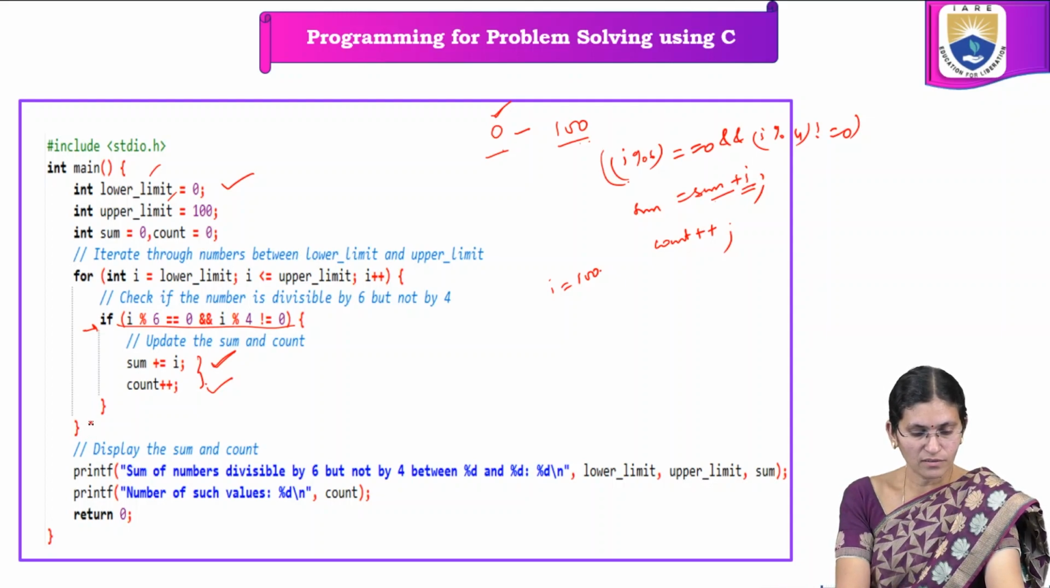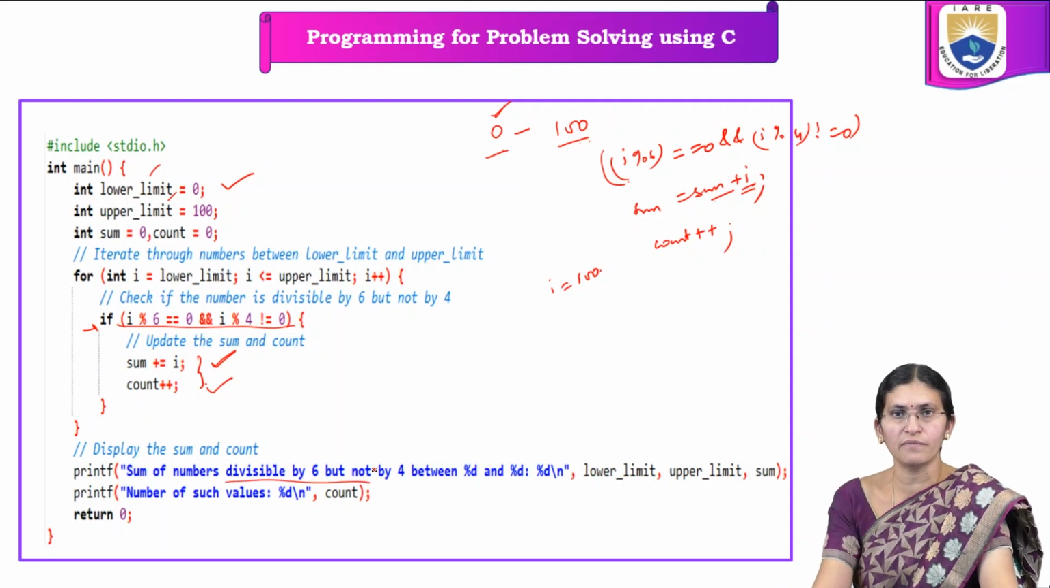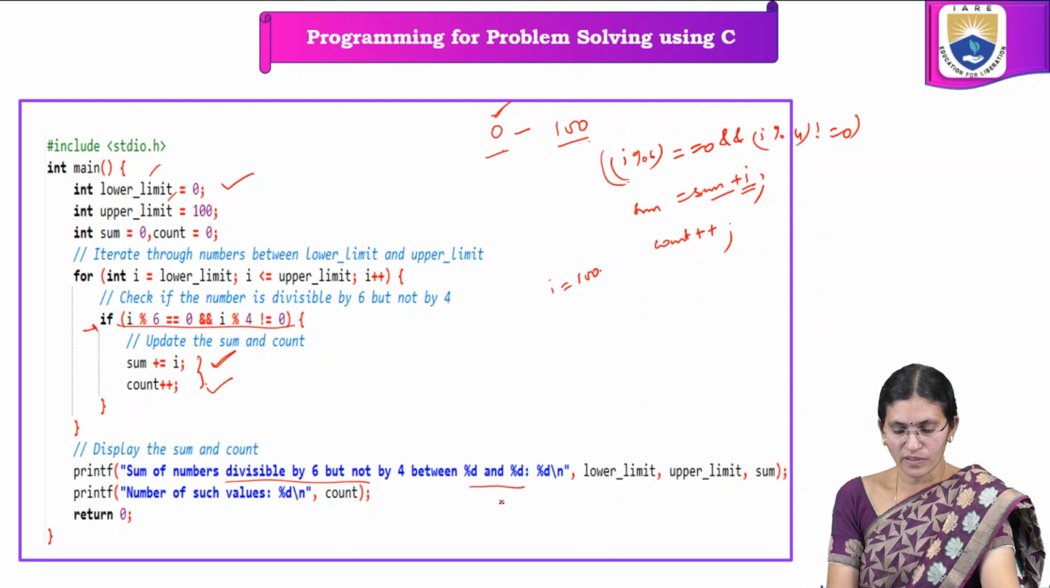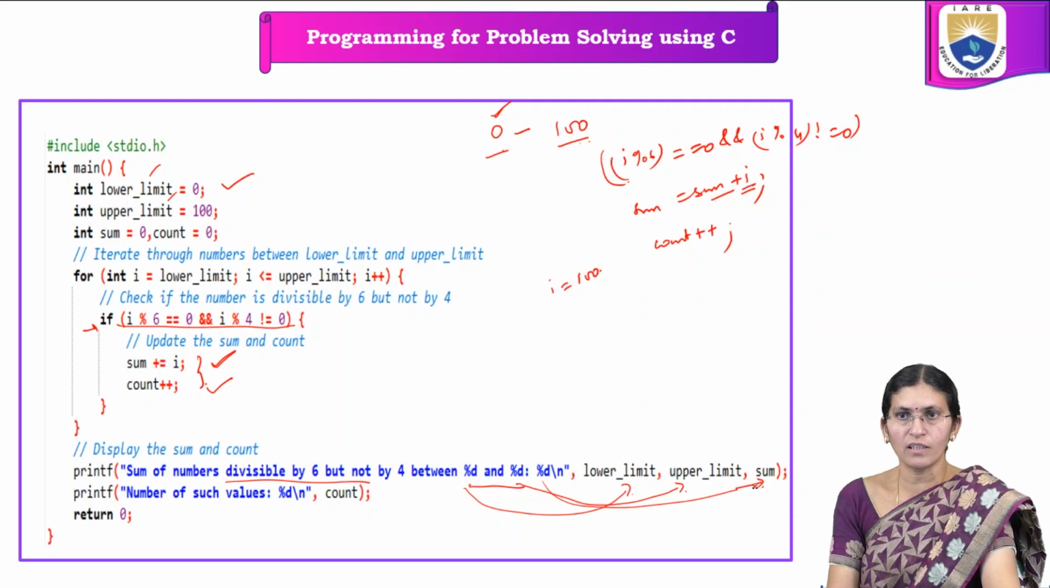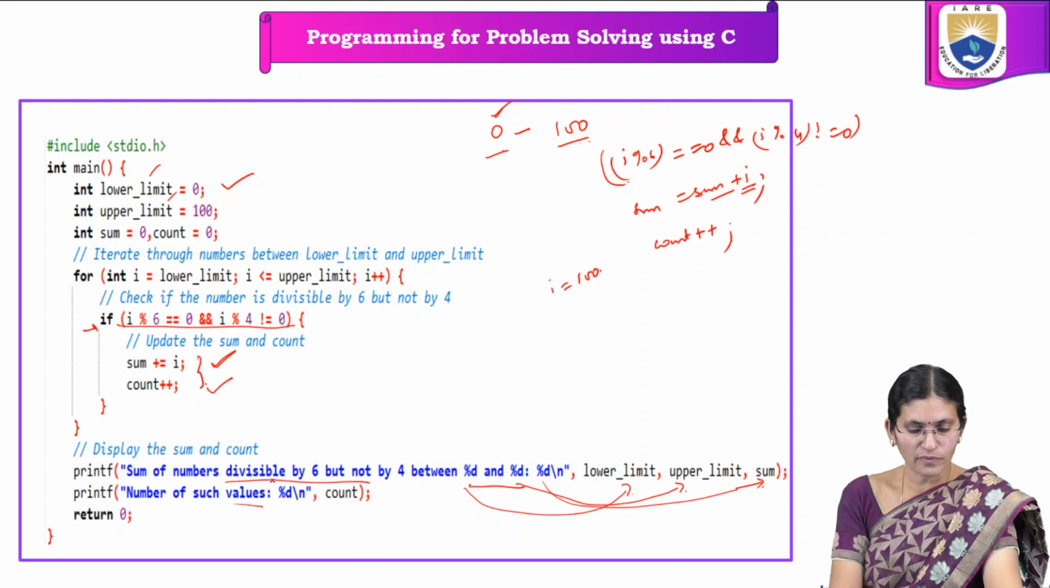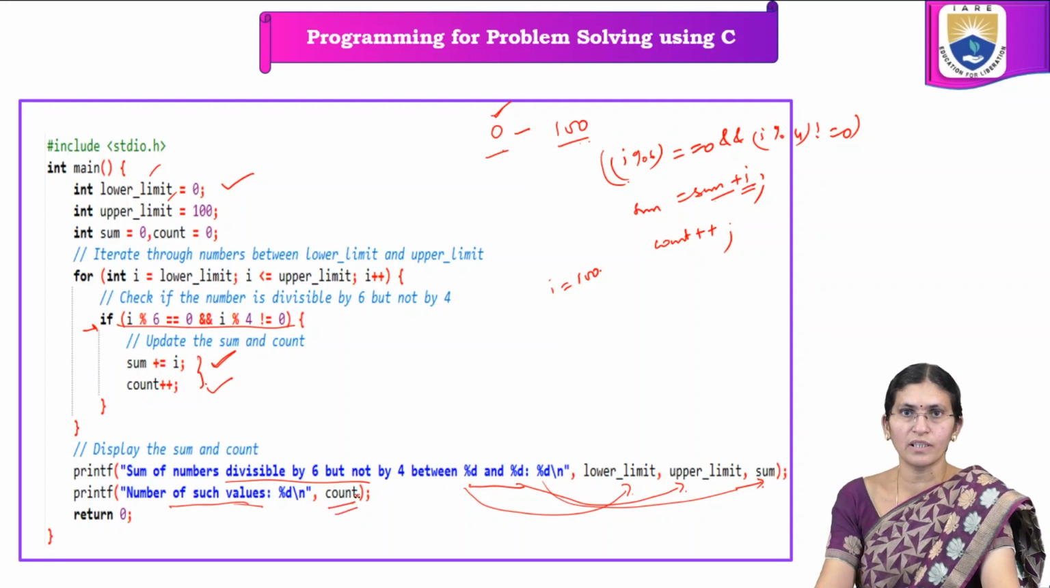Next, at the end of this for loop, we are printing the sum of numbers which are divisible by 6 but not by 4 between %d and %d. This format specifier is for the lower limit, and this one specifies the upper limit, and %d is for giving the sum. It stores the value sum and number of such values. That means count is given by the variable count. So that is what we are displaying.